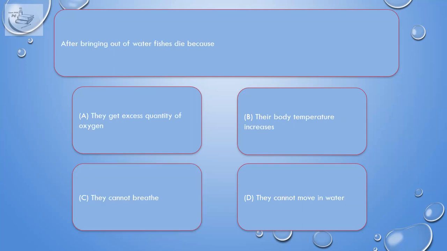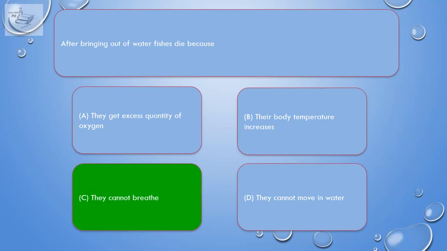Question: after bringing out of water, fishes die because A. They get excess quantity of oxygen. B. Their body temperature increases. C. They cannot breathe. D. They cannot move in water. Correct answer is C. They cannot breathe.